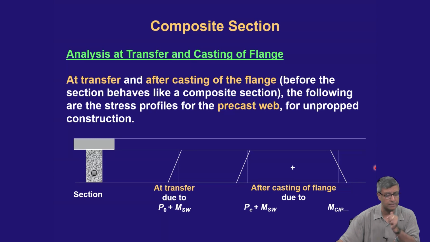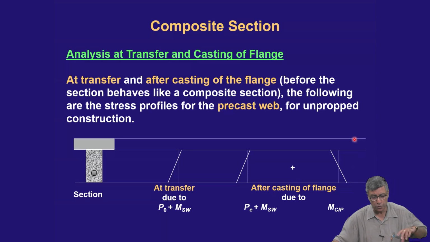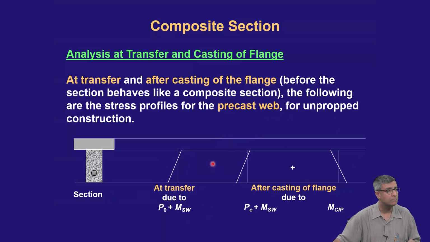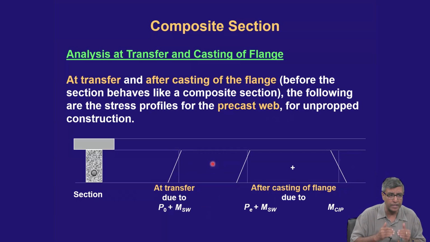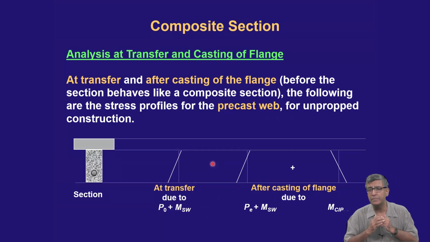I'm repeatedly saying this. At transfer and after the casting of the flange, before it behaves like a composite section, the following stress profiles are there in the precast web. That means at transfer, if I am pre-stressing the precast portion, it will have a certain stress. Some of you were getting some weird stress diagrams. You have to understand that if it is a flexural member, the pre-stressing will be eccentric, and hence there will be more compression at the bottom. There can be some tension at the top.